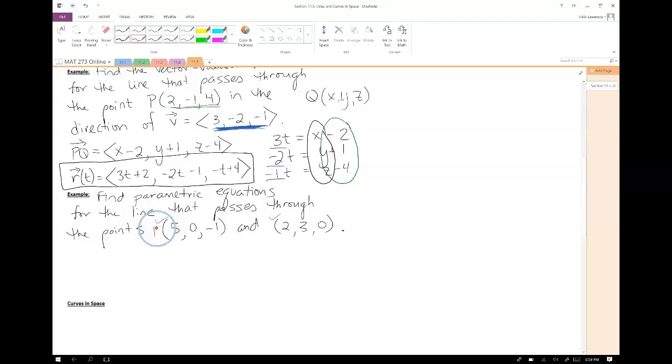So I'm just going to call them R and S. And our direction vector, I'm going to make by calculating vector RS. So we're going to do the S components minus the R components. 2 minus 5 is -3. 3 minus 0 is 3. And 0 minus -1 is +1. If both of those points are on the line, then the vector that we create using them will point in the same direction as our line, and we can use it as our direction vector.